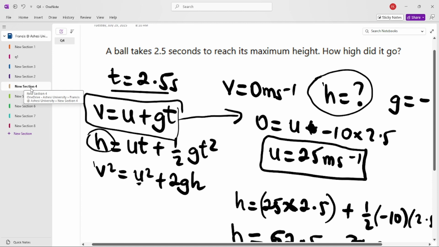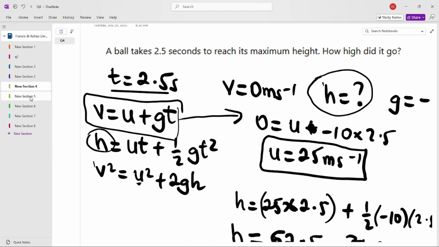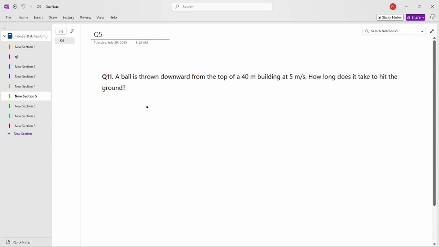So the next question, Robert, can you take the next question for us? Okay, sir. Let's go. The question says a ball is thrown downward from the top of a 40-meter building at 5 meters per second. How long does it take to hit the ground?